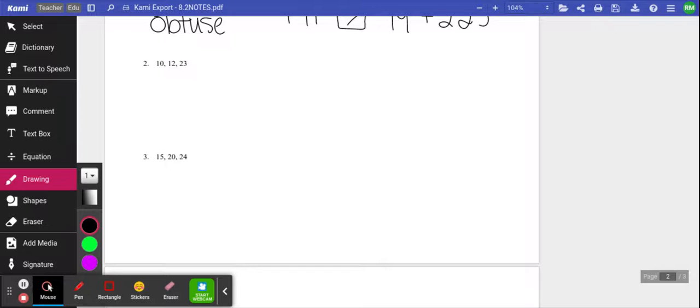Let me just give you the squared for all of these as well. So the last one is a triangle, and 15 is 225, 20 is 400, and 24 is 576. And then you can figure out if it's acute or obtuse or right triangle.